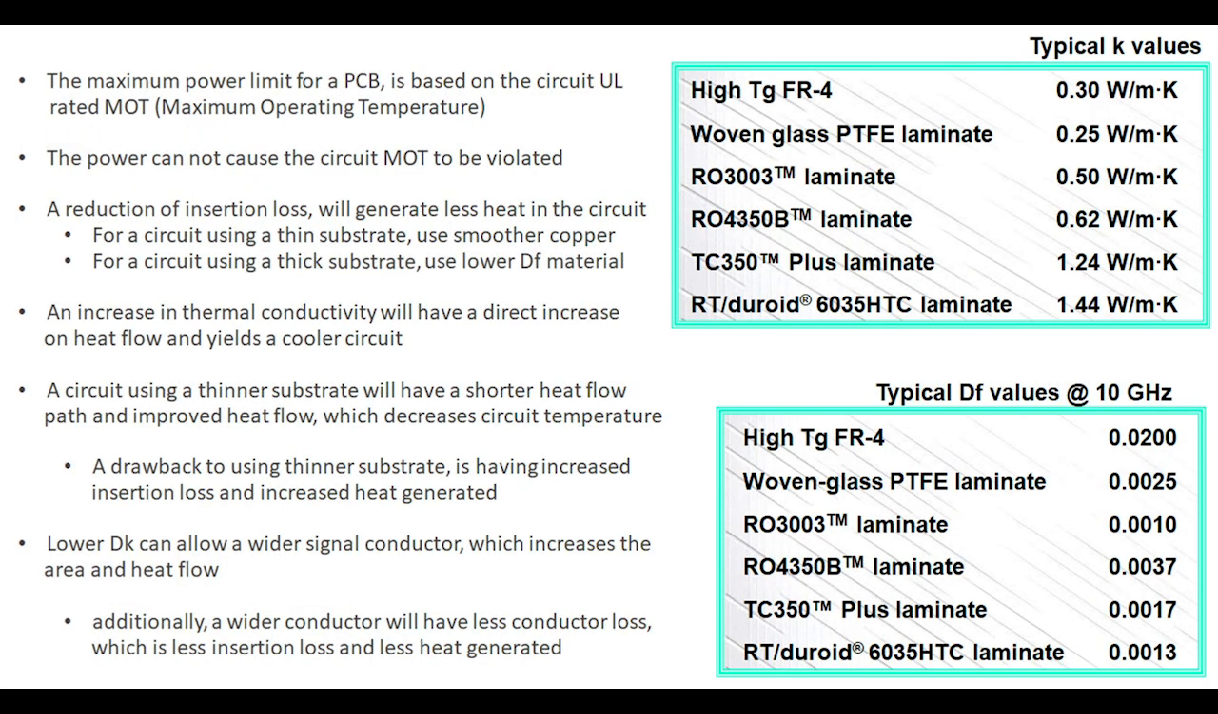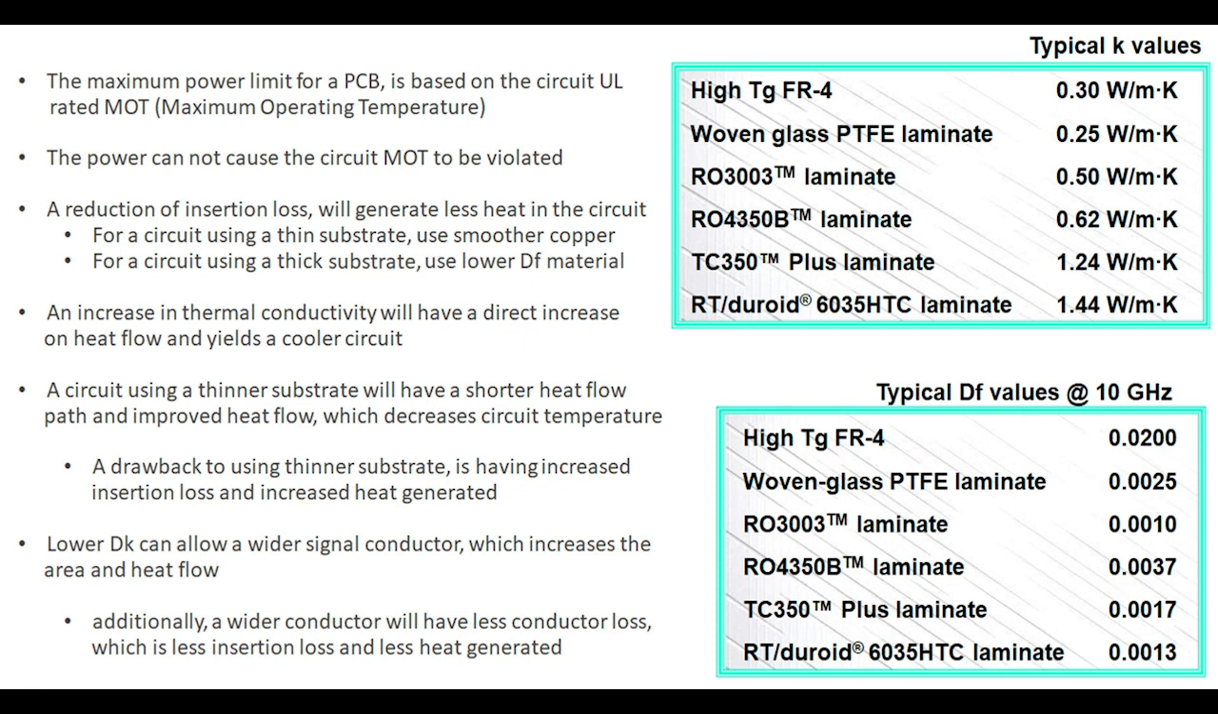Shown here is bulleted information on many topics related to thermal management, and many times I'll have someone ask me, what is the maximum power that you can apply to a circuit? And it really comes down to, you can apply as much power as you want to the circuit as long as you do not cause the circuit to violate the MOT. MOT is the UL rating of maximum operating temperature, and as long as you do not violate that, then the circuit should perform as expected for an indefinite period of time. So minimizing the circuit temperature is obviously good for many things, but also you need to make sure you understand the MOT of the circuit and that the circuit is not heating beyond that.